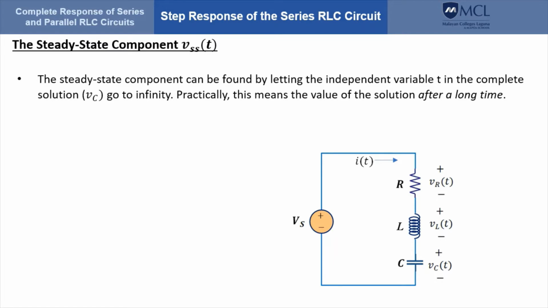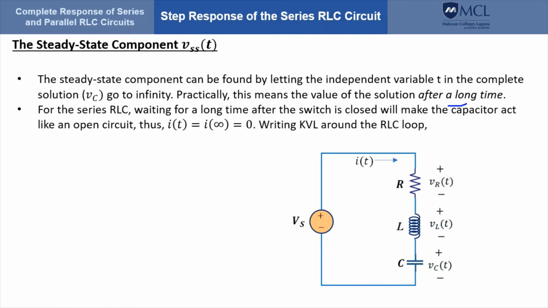To find the complete solution of the voltage across the capacitor with the differential equation given in equation 1, let's first solve for the steady state component of that solution. Now the steady state component can be found by letting the independent variable t in the complete solution go to infinity. So that would be the value of the solution after a long time after closing the switch.